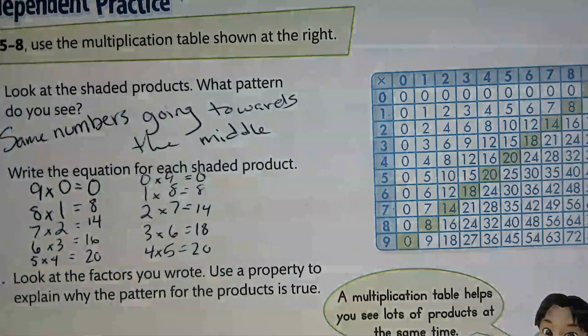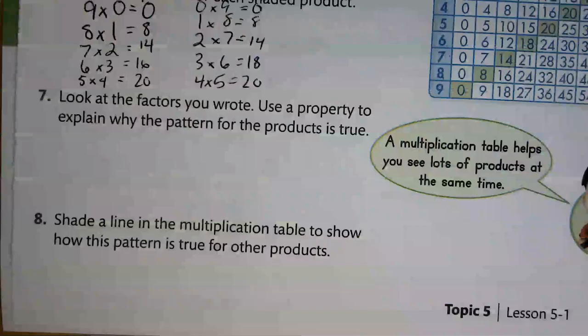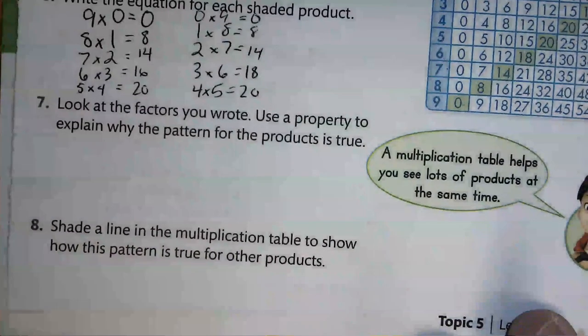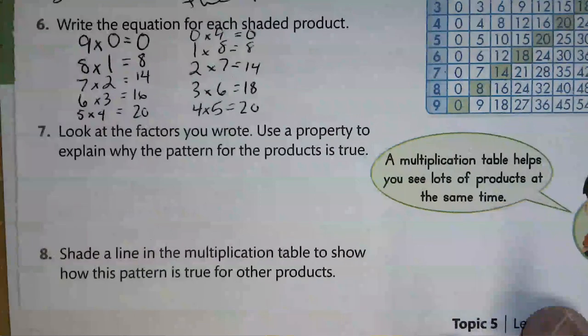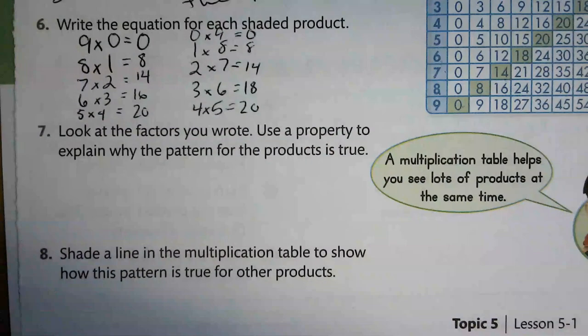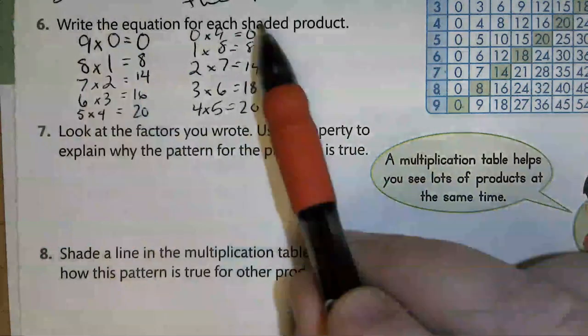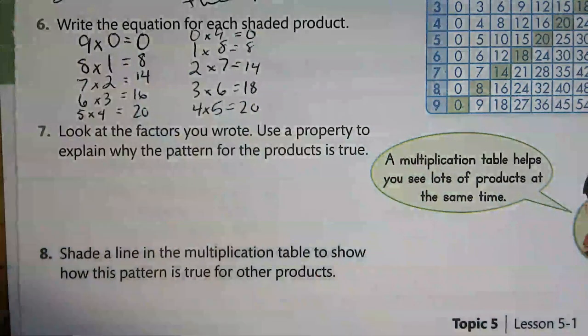Now we're going to go ahead and take a quick look here at number 7. There we go. All right, take a look at number 7 with me. It says, look at the factors you wrote and use a property to explain why the pattern for the products is true. All right, so look at these different ones and see if you can figure out a property that tells why this is true.